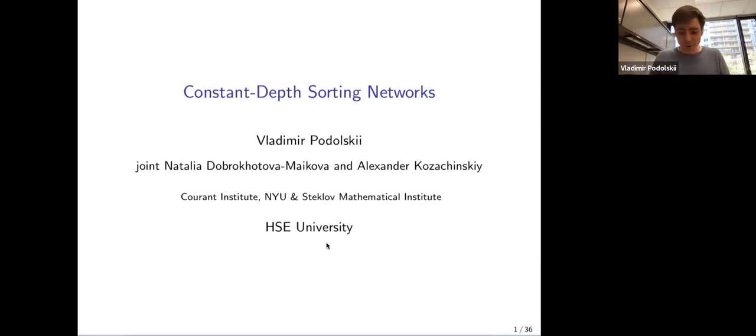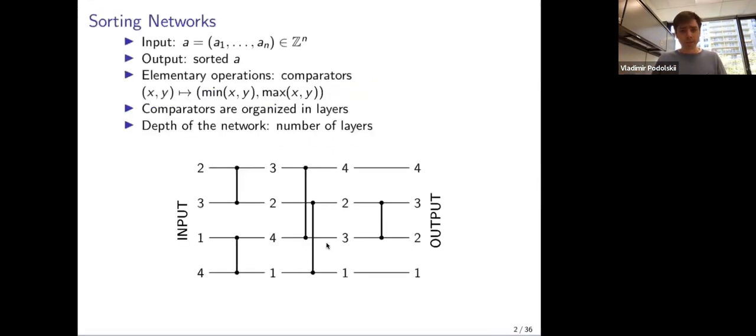Okay, so we will be talking about constant depth sorting networks. Let me just introduce the model right away. What is a sorting network? We have an input, and the input is just an array of integers. On the output, we would like to produce the same array but sorted. There are some elementary operations that are called comparators. In each comparator, we take a pair of input numbers and sort them.